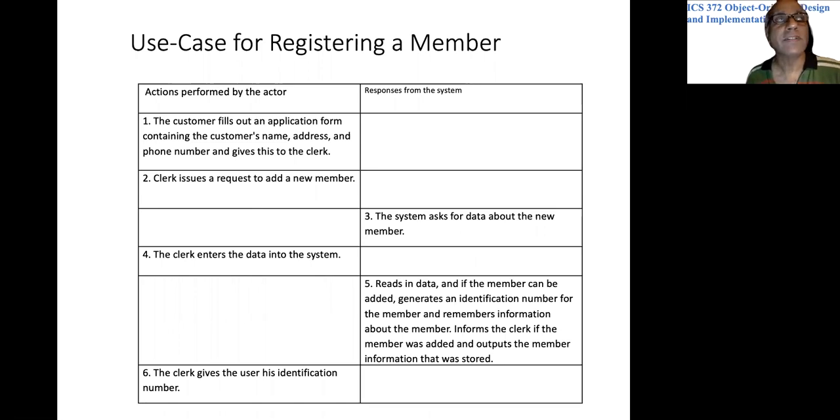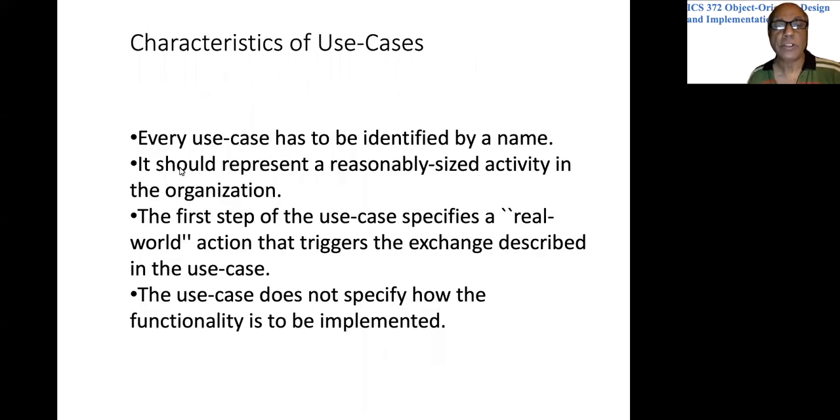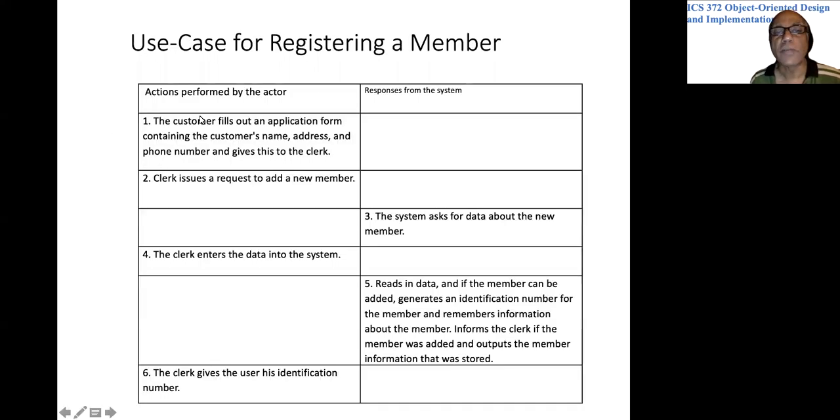It has to have some meaningful sequence of activities that accomplishes something relevant. The first step of the use case specifies a real-world action that triggers the exchange described in the use case. The first step here is the setting for the use case. Why is this use case here? Okay, a person wants to become a member.